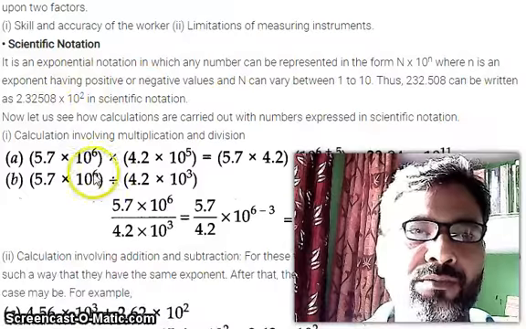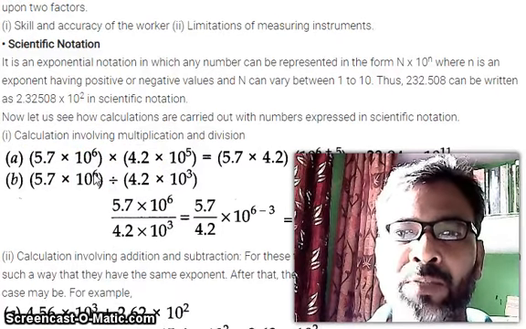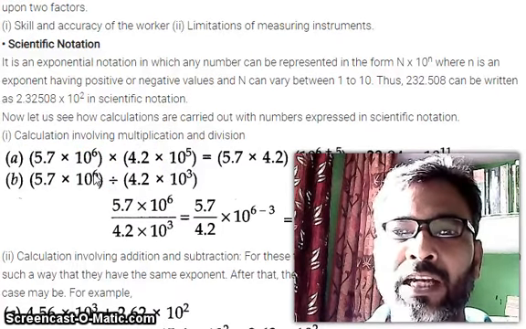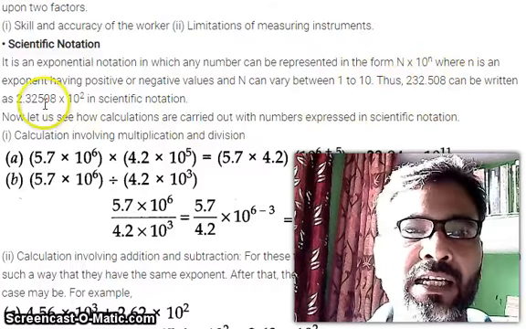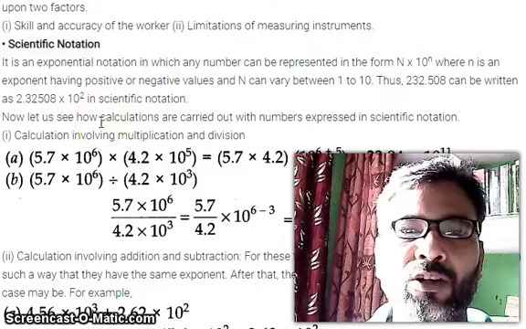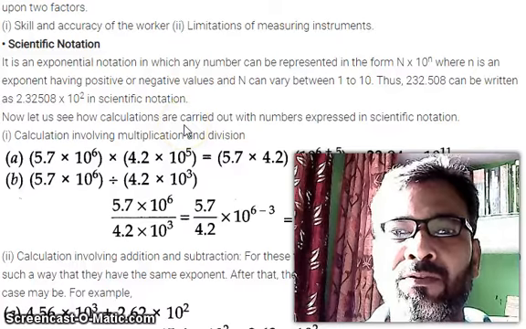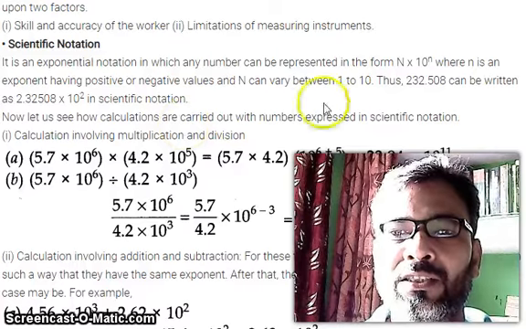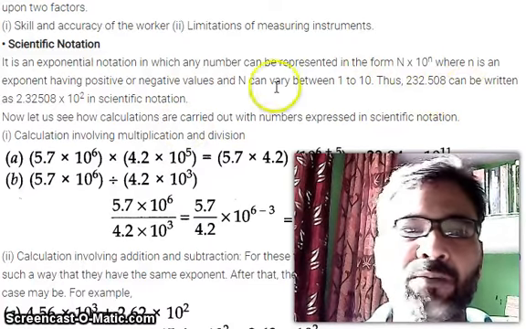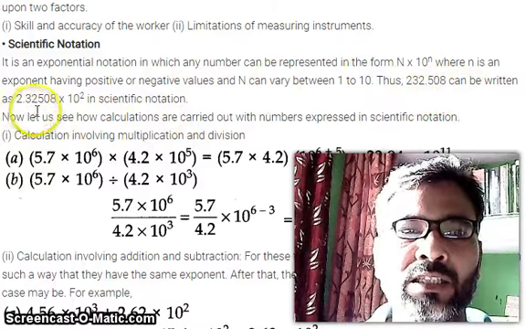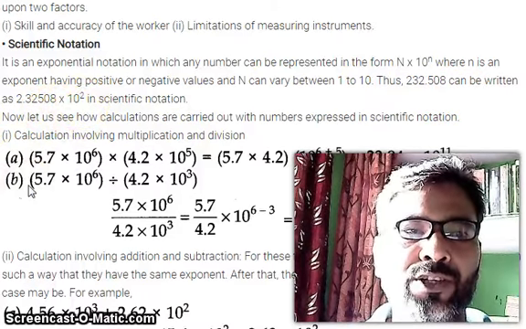Scientific notation. It is exponential notation in which any number can be represented in the form of N into 10 to the power n, where n is an exponent having positive or negative values and N can vary between 1 to 10. Thus 232.508 can be written as 2.32508 into 10 to the power 2 in scientific notation.